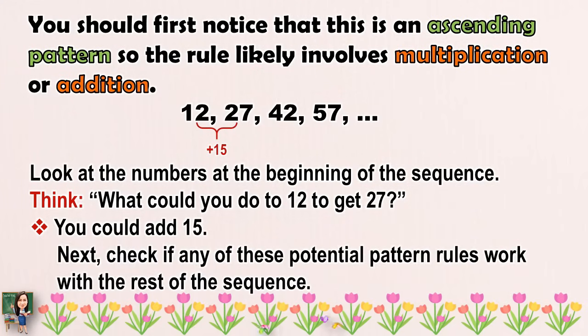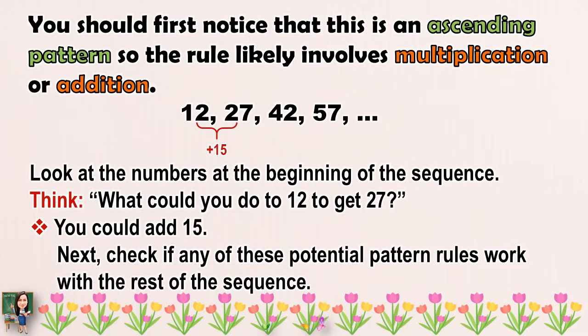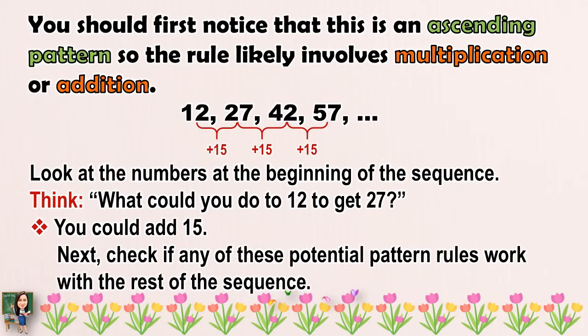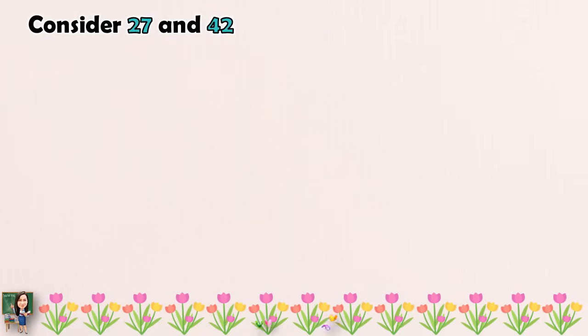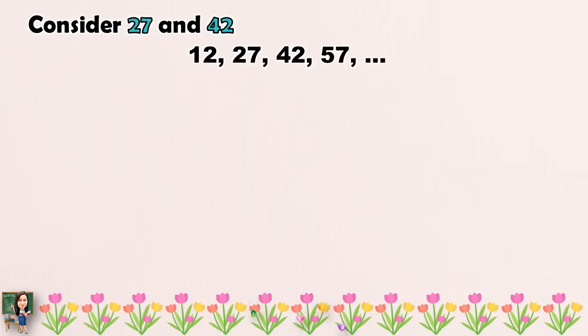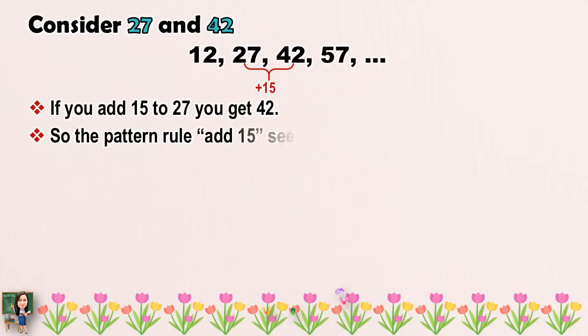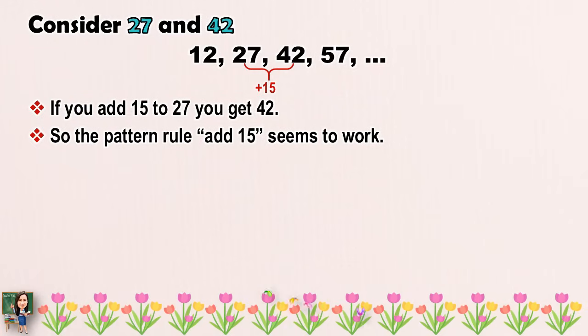Next, check if any of these potential pattern rules work with the rest of the sequence. 27 plus 15 equals 42. 42 plus 15 equals 57. Consider 27 and 42. If you add 15 to 27, you get 42. So the pattern rule add 15 seems to work.